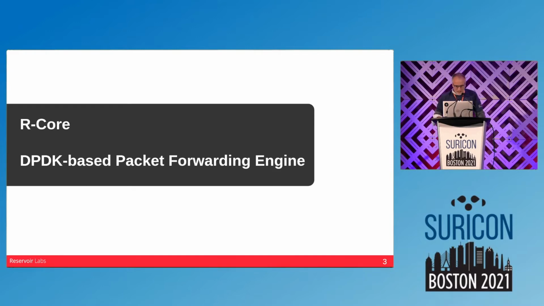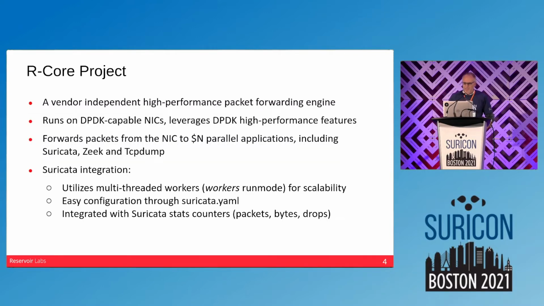Okay. So first part, Arcore. Arcore is a vendor-independent high-performance packet forwarding engine, basically. How do we do that? It's basically done by running on top of DPDK. As you know, DPDK is an Intel-supported project, but you have basically two benefits when running on top of DPDK. One is the HPC features that DPDK enables: kernel bypass, hardware acceleration. But secondly, it is vendor independent.